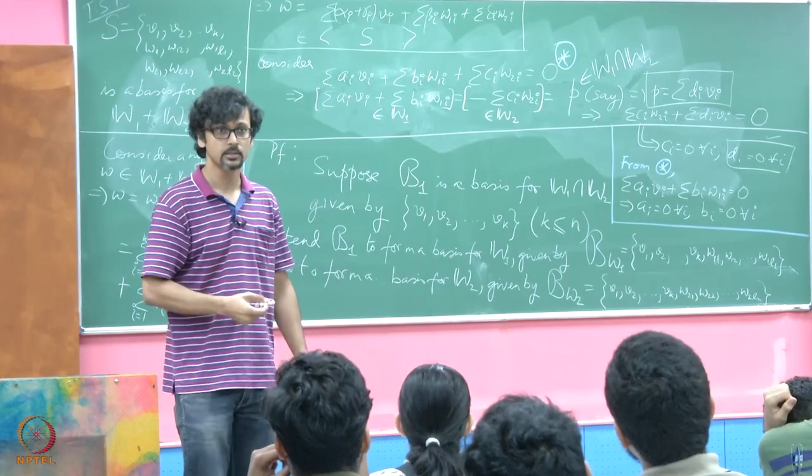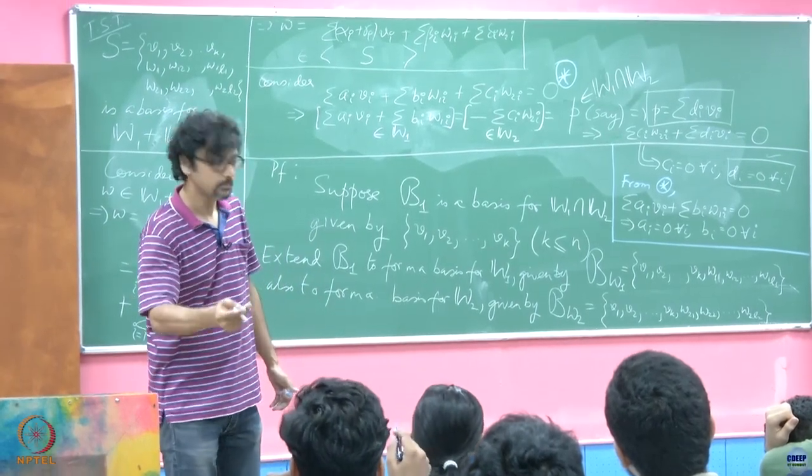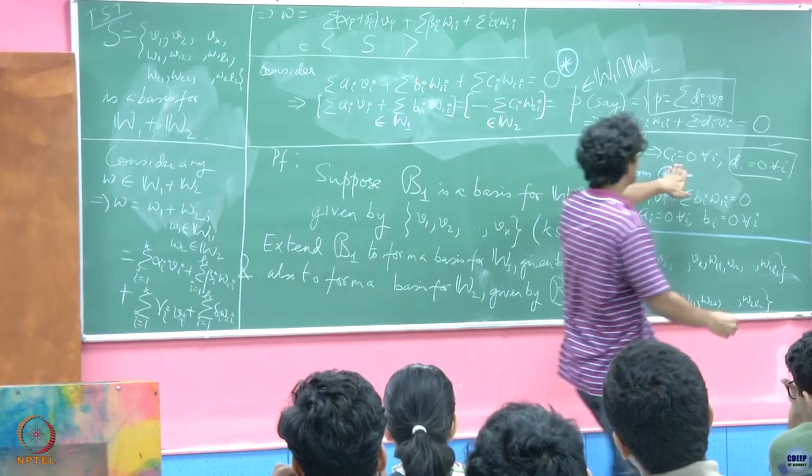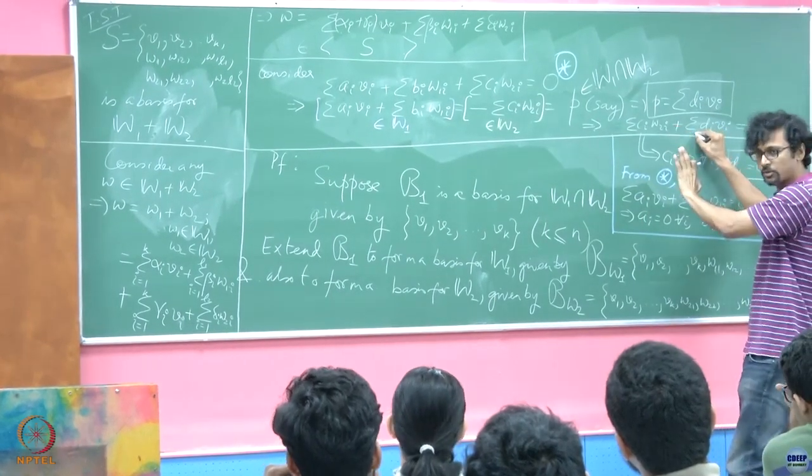Any other questions? Can you please read from here, Ci is equal to 0? So, Ci is equal to 0 from this? This you are clear with?